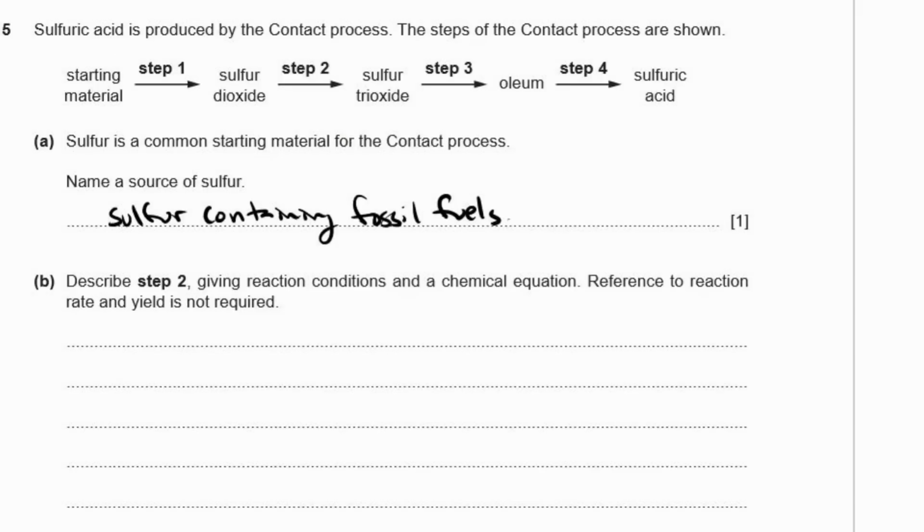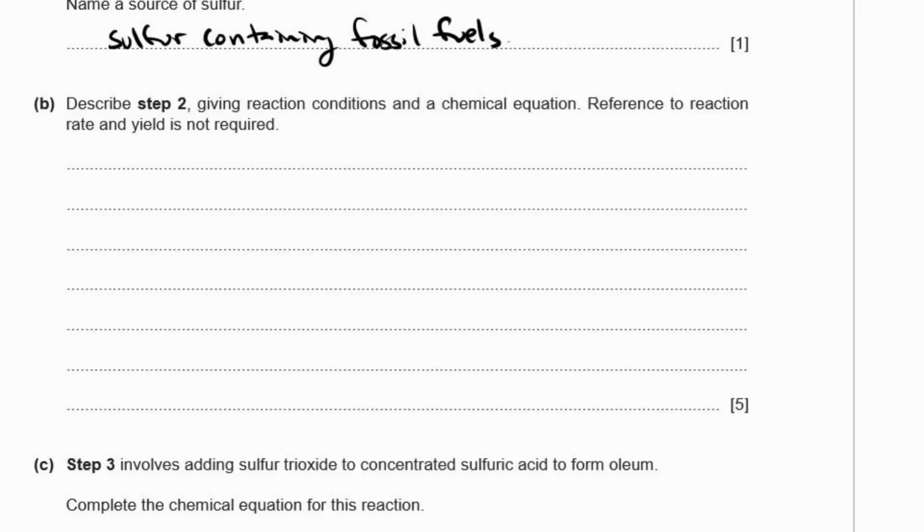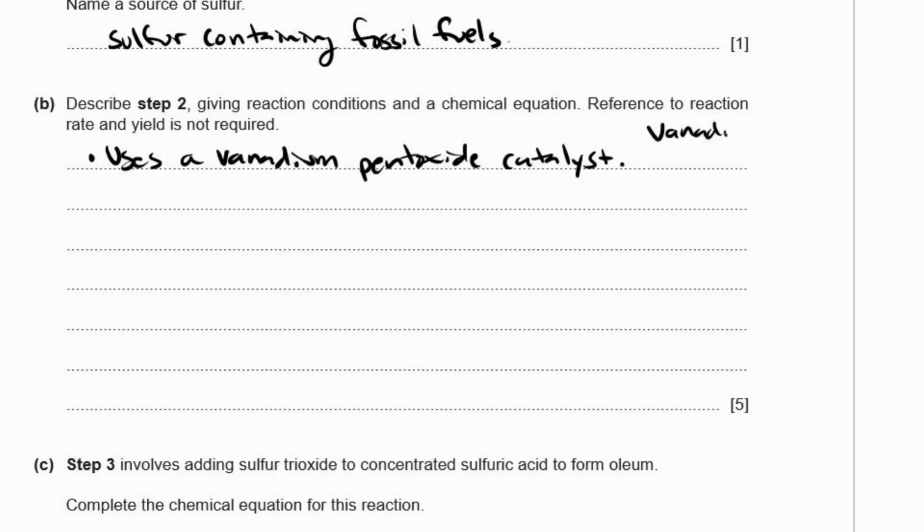Okay, step 2, it goes from sulfur dioxide to sulfur trioxide. For this reaction to occur, it needs a catalyst, specifically a vanadium pentoxide catalyst. Other ways of writing vanadium pentoxide, we have vanadium 5 oxide, or we have V2O5. You can write down any of those. Okay, so it uses a vanadium pentoxide catalyst, and the pressure is 1 to 5 atmospheres.